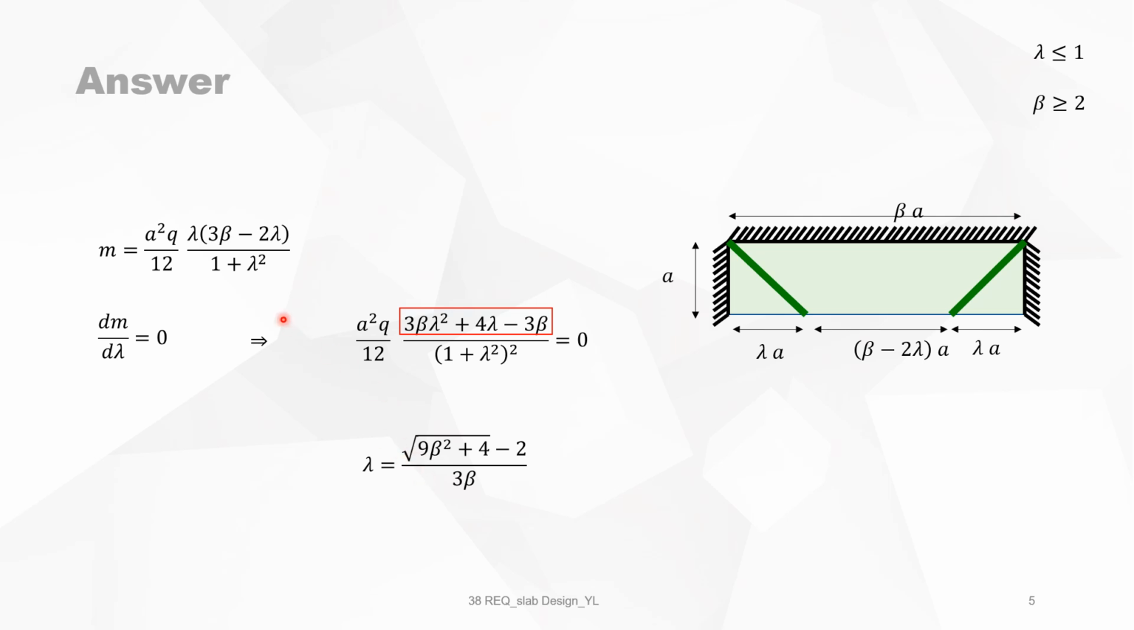So we substitute this lambda in this formula, and we get that the maximum bending moment is Q A squared over 24 times a factor depending on beta. So we have now optimized the angle here. That's in fact what we have done.